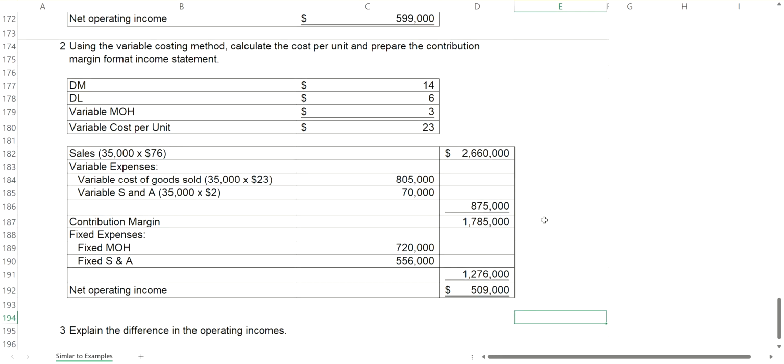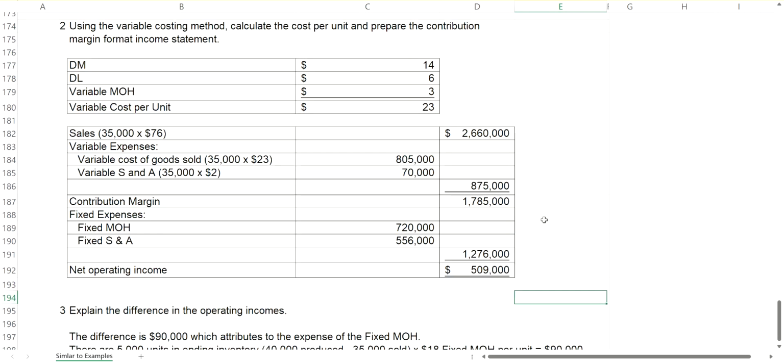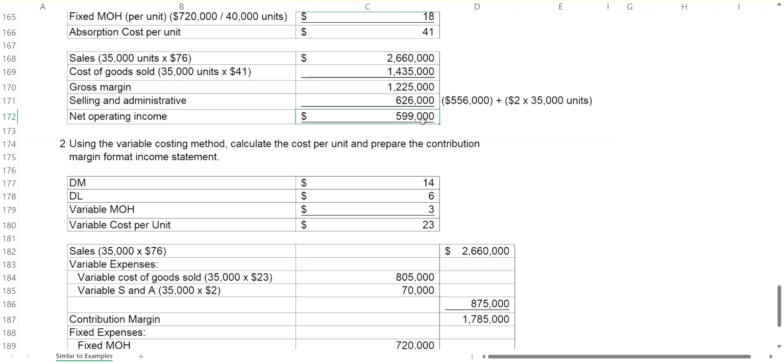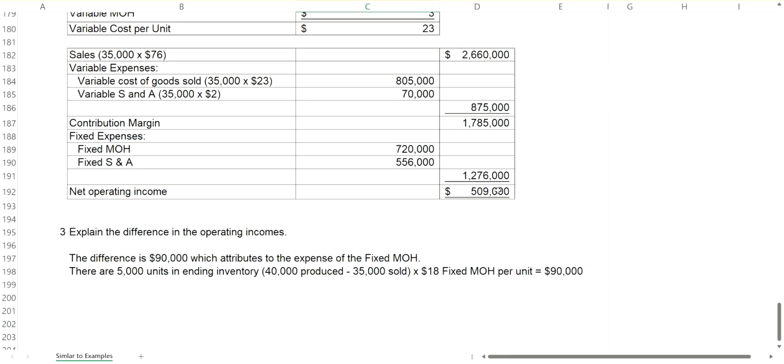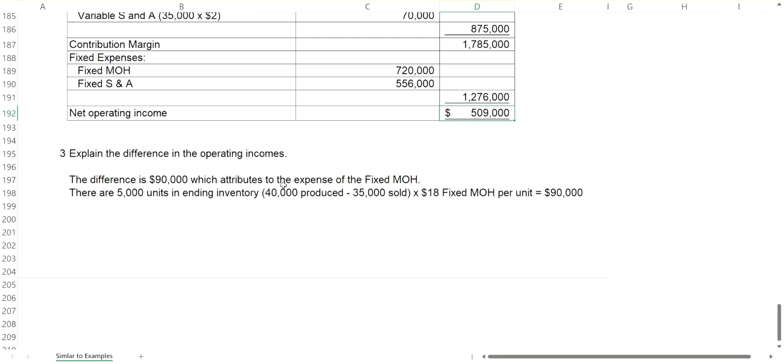Now that difference is only temporary until we sell those additional 5,000 units that are in ending inventory. Notice with the absorption we got $599,000. Notice with the variable we got $509,000. There is a difference of $90,000. That's attributed to there are 5,000 units that we still haven't sold that have fixed overhead of $18 each. And so that is how we have the difference of $90,000.